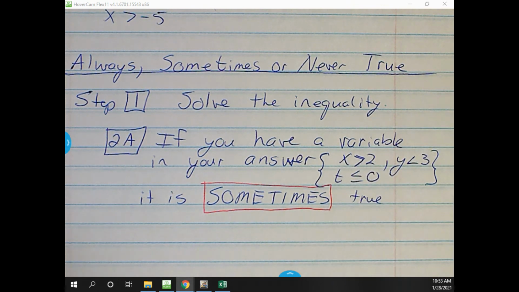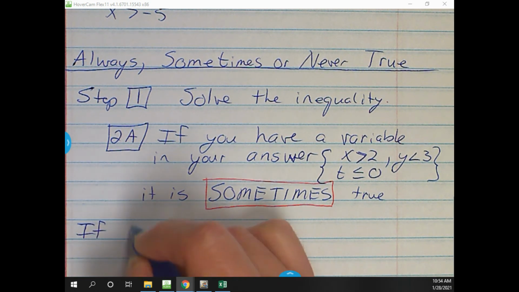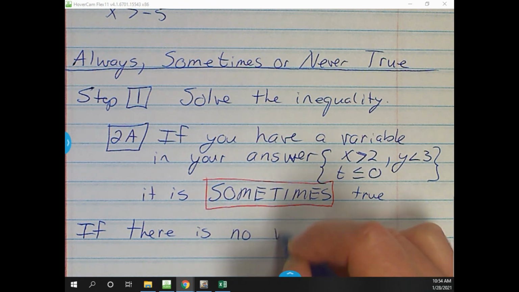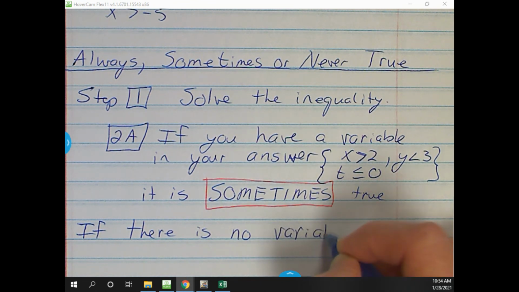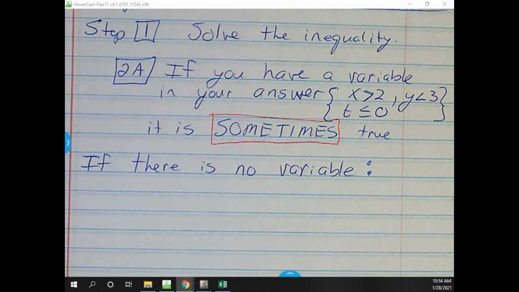So it's kind of a 50-50 kind of thing. So if some answers work and some answers don't, then that means it's got to be sometimes true. So if you have a variable in your answer, it's going to be sometimes true. All right. And then if there is no variable, well, then we've got a couple options we get from this thing.